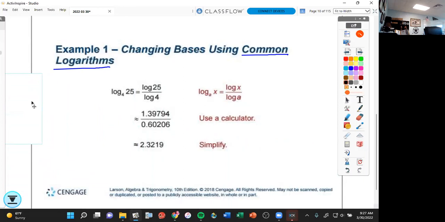Now, before calculators, we actually had tables we had to look these up in. So if I wanted to know the log of 25, I would look at my table, go over to 20, down to 5, and it was 1.397. And then for log 4, I'd go to 0, down to 4, 0.602. I would write those down. And then I would take my calculator and type 1.397 divided by 0.602. Enter, and that was the answer.